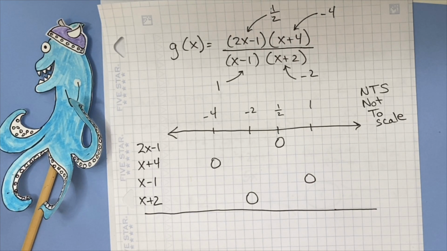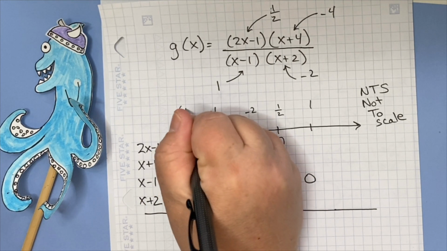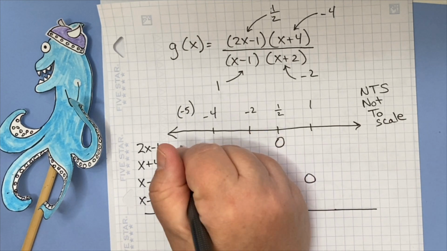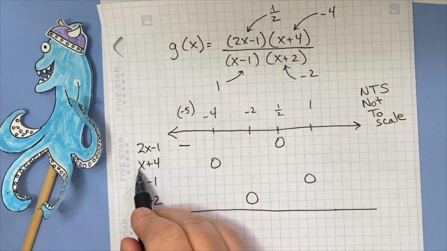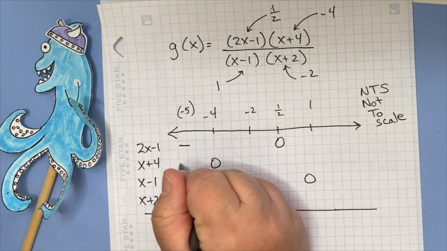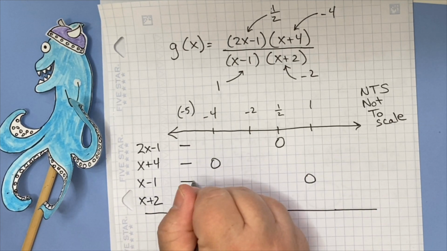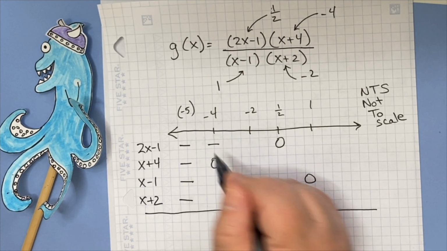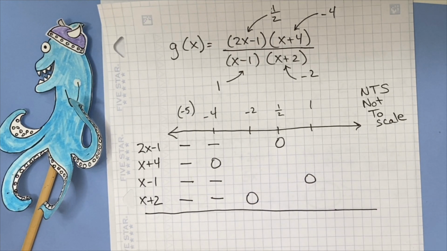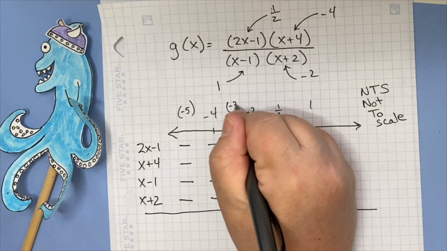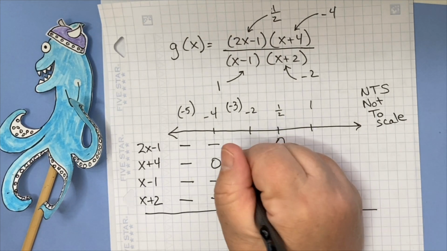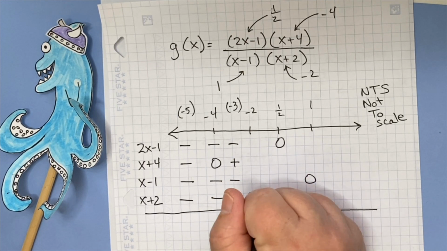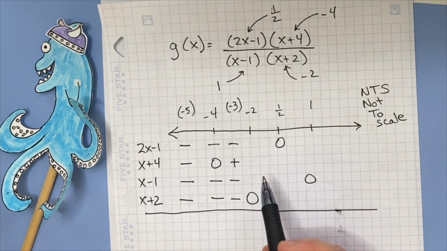If you can't remember this, simply pick test points like -5 and say, okay, 2 times -5 is -10 minus 1, oh, that's -11. X plus 4, -5 plus 4 is -1. -5 minus 1, that's negative. -5 plus 2, that's negative. Okay, at -4, this one's negative, this one's 0, this one's negative, this one's negative. We could pick another test point right here in between. This is going to be negative. -3 plus 4 is actually positive. Negative, negative. And then so on and so forth.